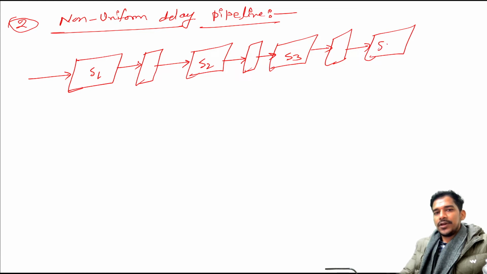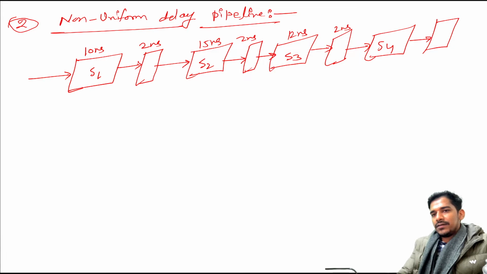Let us say like this, you have 4 stages of the pipeline. Let us say the stage 1 takes 10 nanoseconds, it takes 2 nanoseconds in the buffer, and stage 2 takes 15 nanoseconds, and let us say it takes 12 nanoseconds in the stage 3, and in the stage 4 let us say it takes 14 nanoseconds, right? So in this case, what will be the cycle time of the pipeline processor?